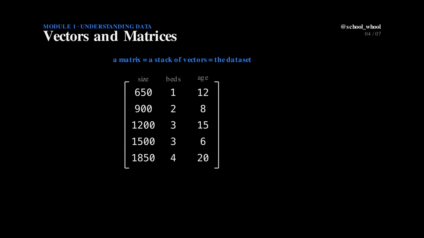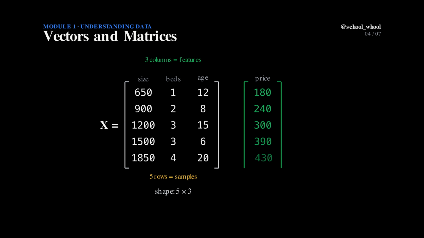Every matrix has a shape. How many rows, by how many columns? Count down the side, 5 apartments, so 5 rows. Count across the top, size, bedrooms, age, 3 columns, 5 by 3. We call this feature matrix capital X. The prices sit beside it as their own column, a vector we call Y, one label for every row.